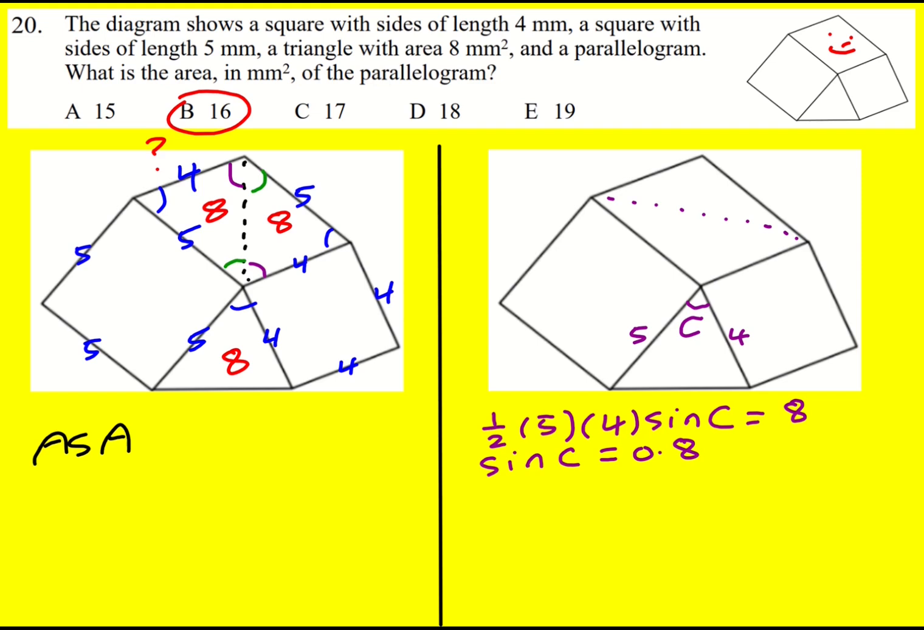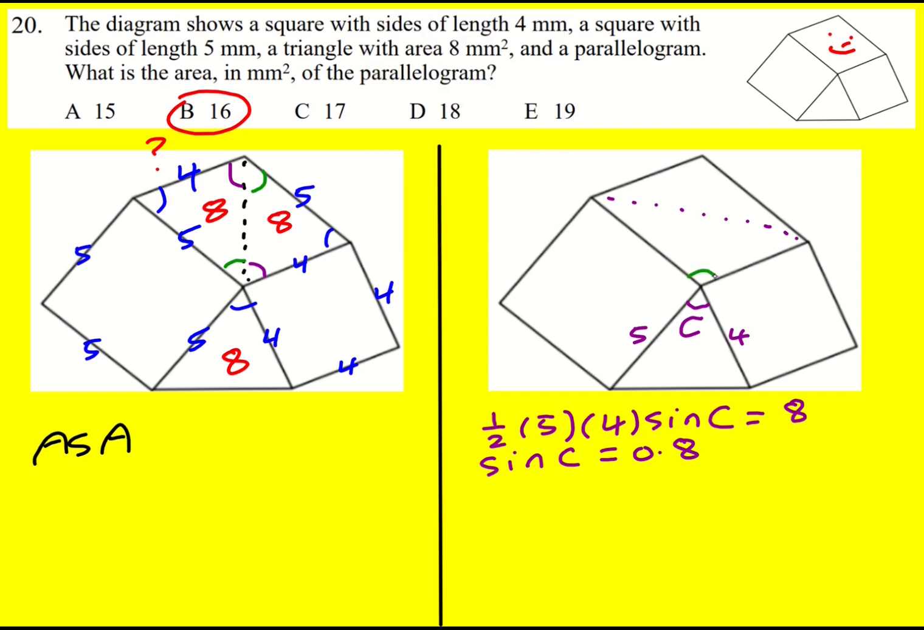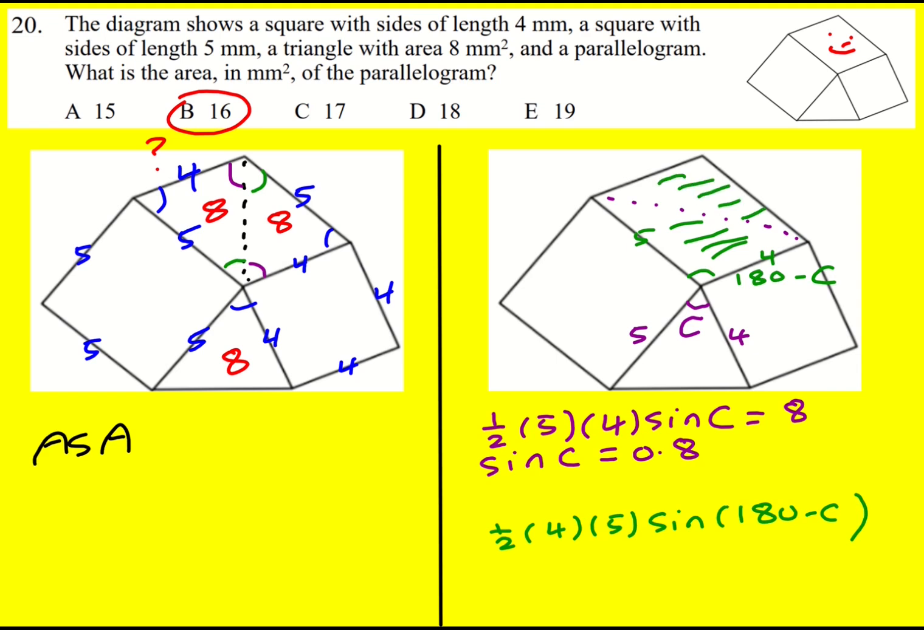Okay, you'll see why I'm doing this in a minute. This angle here, as explained before, is going to be 180 minus C. And now this is also 5 and this is 4. So the area of the triangle here is going to be a half times AB sine C again. It's the same numbers, but now I've got sine 180 minus C. And of course, for the whole thing, they're exactly the same.